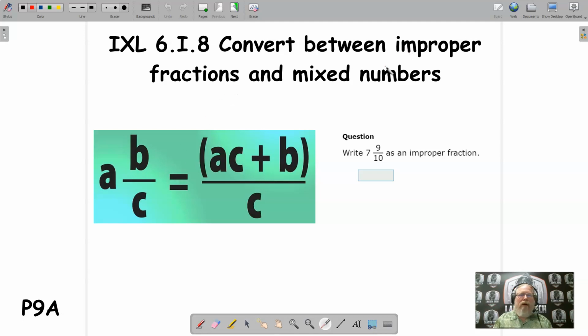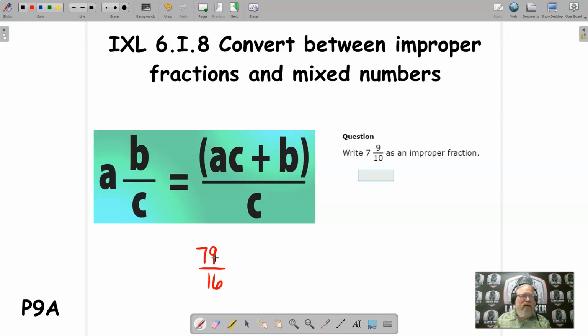So, an improper fraction. What is an improper fraction? And what is a mixed number? Improper fractions are fractions in which the numerator has a greater value than the denominator, such as 79 over 16. 79 has a greater value than 16, so this is an improper fraction.